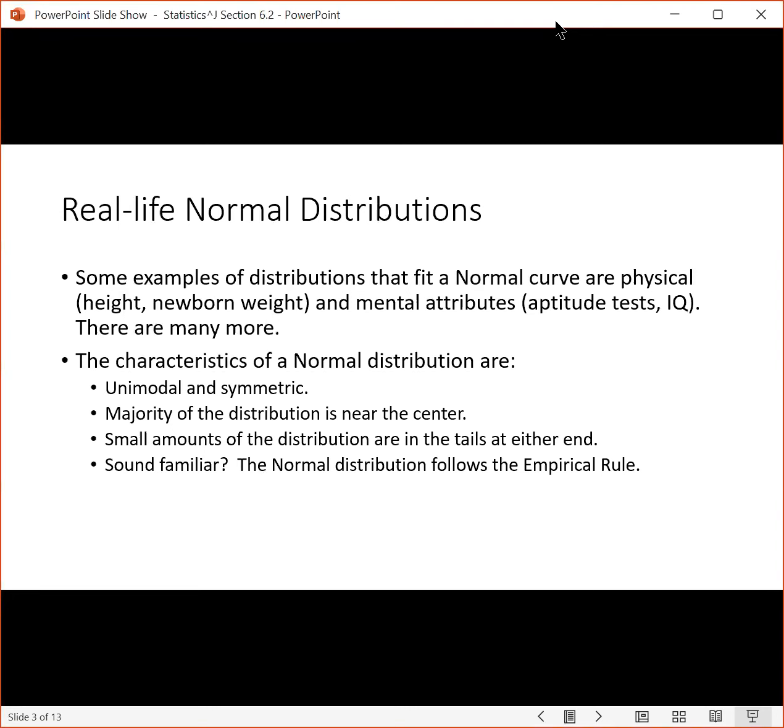Some examples of distributions that fit a normal curve are physical, such as height or newborn weight, or mental, such as aptitude tests or IQ. There are many, many more. The characteristics of a normal distribution are that it's unimodal and symmetric. The majority of the distribution is near the center, and small amounts of the distribution are in the tails at either end. If this sounds familiar, it's because the normal distribution follows the empirical rule.